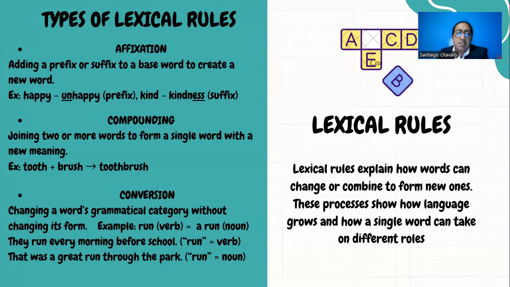And the rule of conversion. It is changing a word's grammatical category without changing its form. For example, the word run is used like a verb or as a noun. In this case, we have two examples.